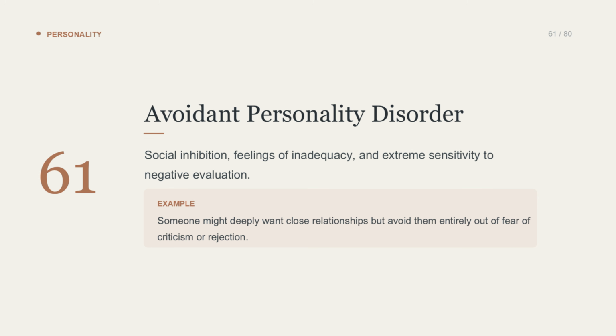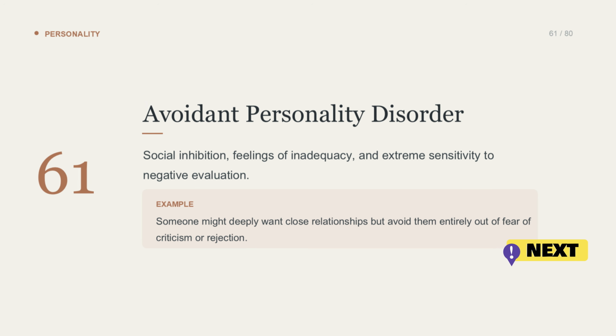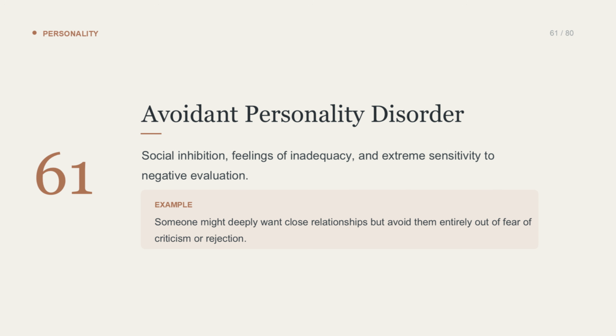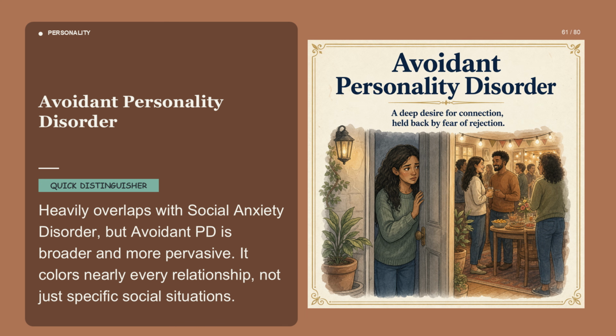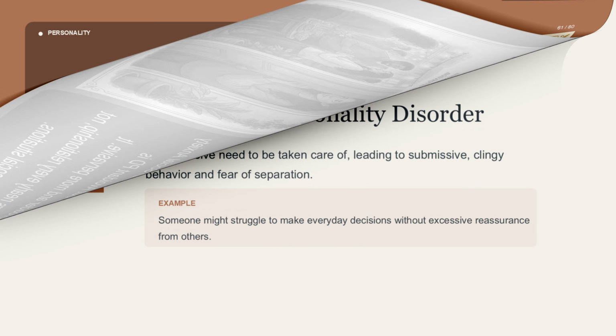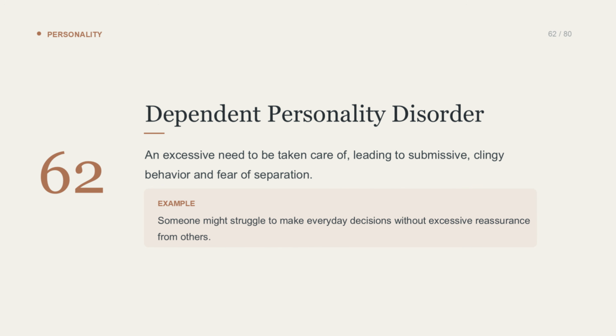61. Avoidant personality disorder. Avoidant personality disorder involves social inhibition, feelings of inadequacy, and extreme sensitivity to negative evaluation. For example, someone with this disorder might desperately want close relationships, but avoid them entirely out of fear of criticism or rejection. 62. Dependent personality disorder.